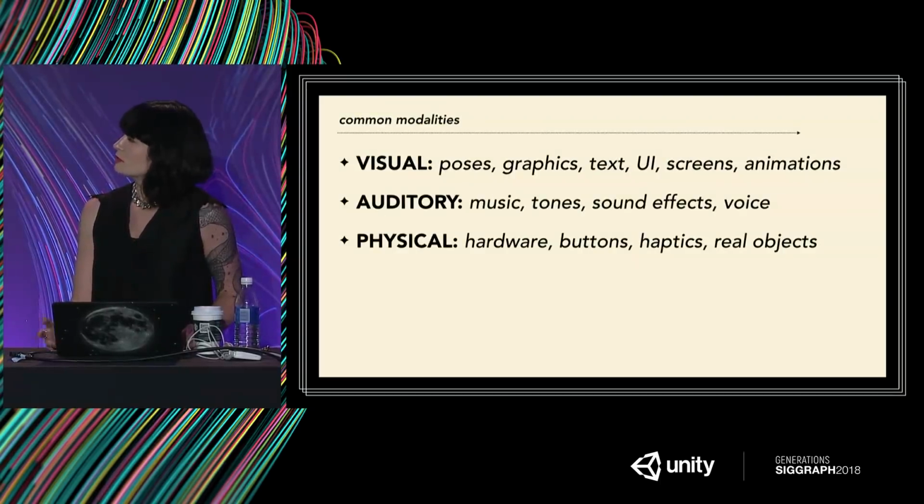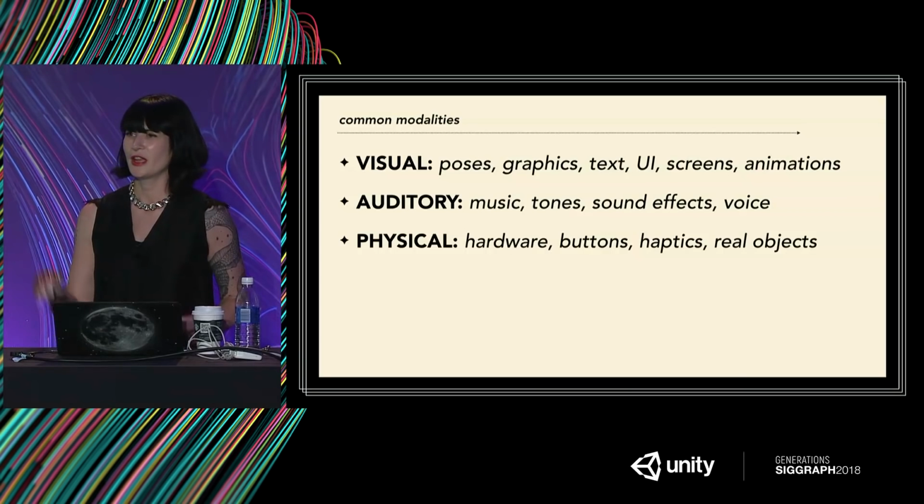All right, and as I mentioned, these are the big three for computers across the board. Almost any kind of computer that you care to mention will probably have some combination of this, unless like you're playing a theremin maybe. Visuals are poses, graphics, text, UI, all of the feedback stuff. iPads are giant visual feedback loops. Auditory, and then finally physical.